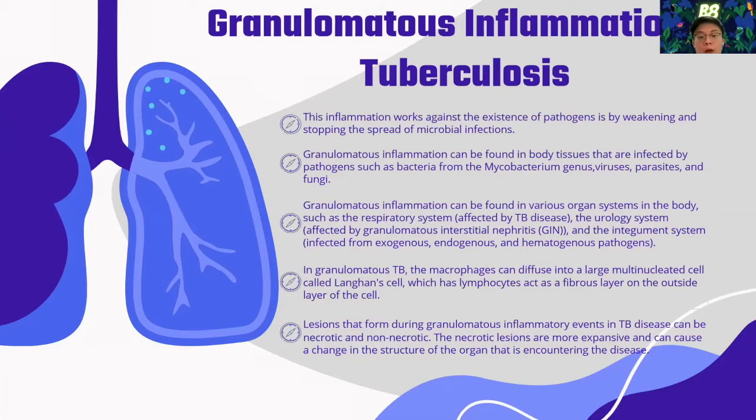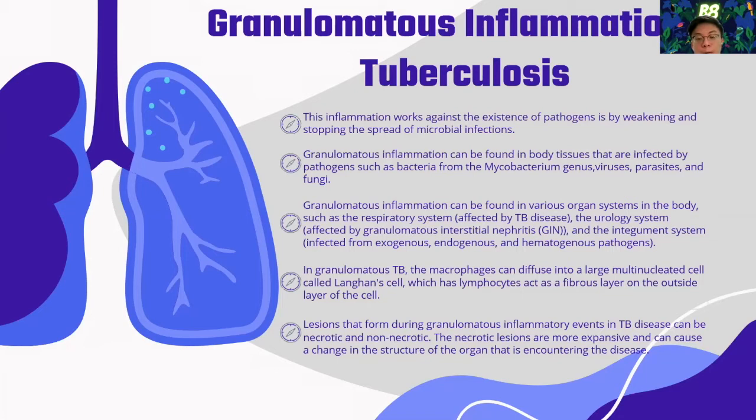Granulomatous inflammation also can be found in various organ systems in our body, such as the respiratory system that is affected by TB disease, the urology system that is affected by granulomatous interstitial nephritis or GIN, and the integument system which is infected from exogenous, endogenous, and hematogenous pathogens.